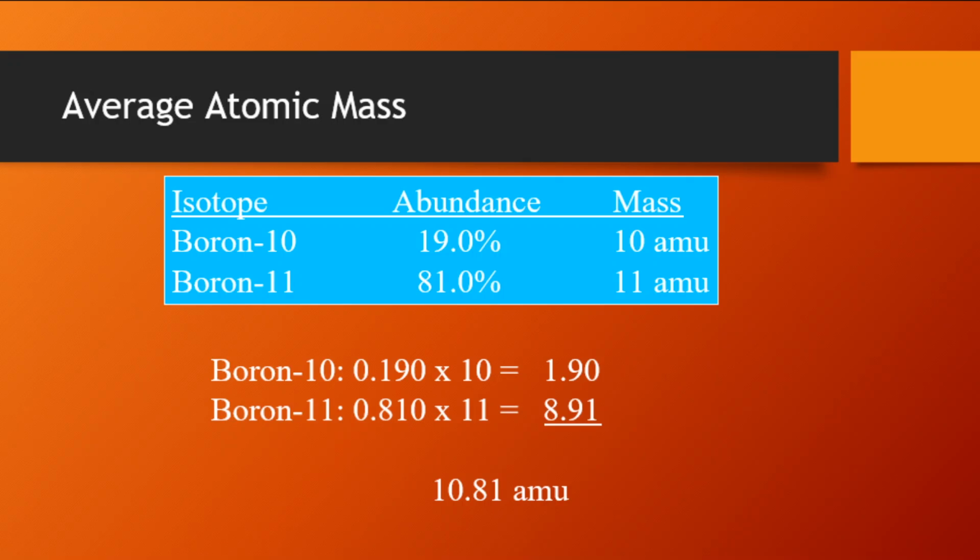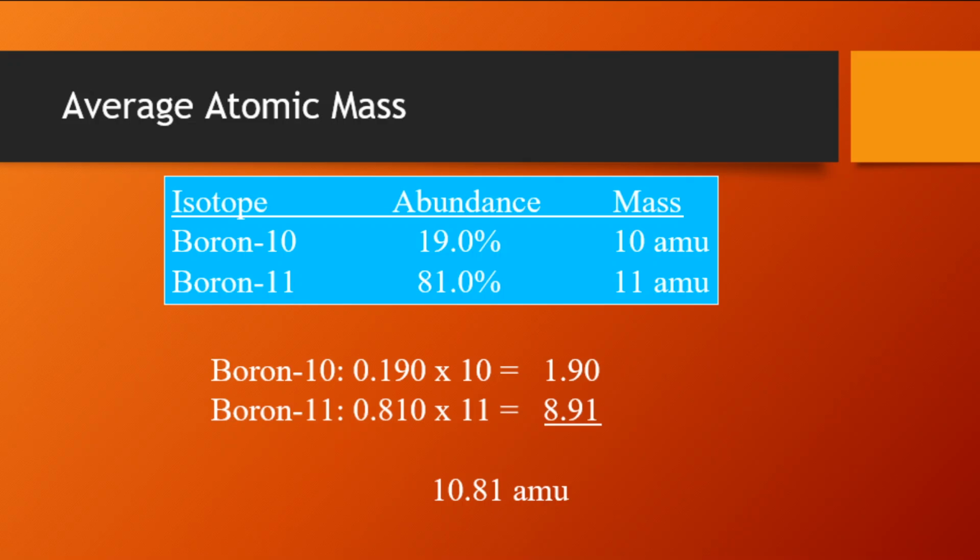So in order to come up with the average atomic mass, they take the abundances and they're going to multiply them by the mass of that particular isotope. So for boron 10, our abundance is 0.190. We multiplied it by its mass, 10, which gave us 1.90. For boron 11, 0.810 times 11 gives us 8.91. If you add up both of those values, you find that that gives us 10.81 AMU.